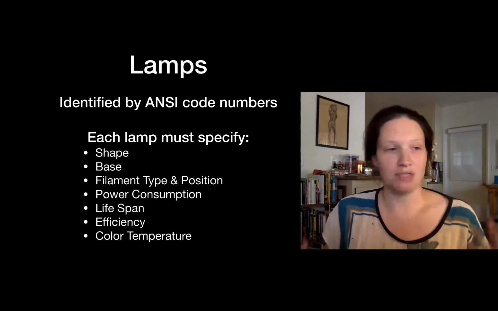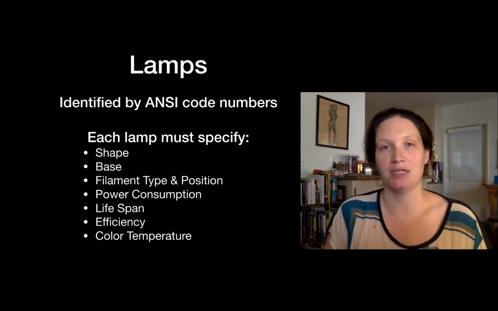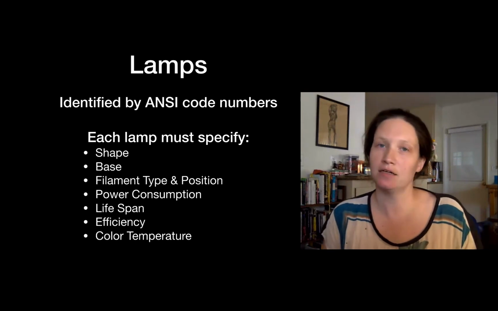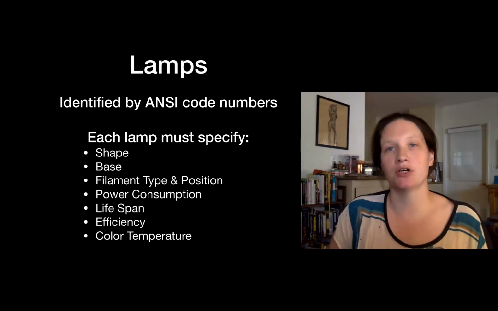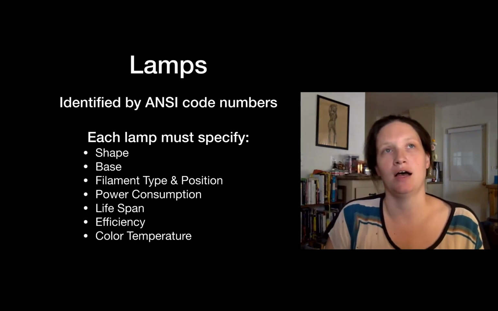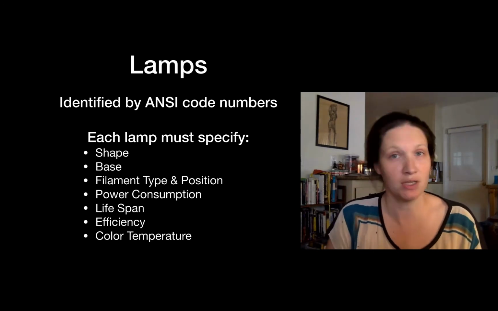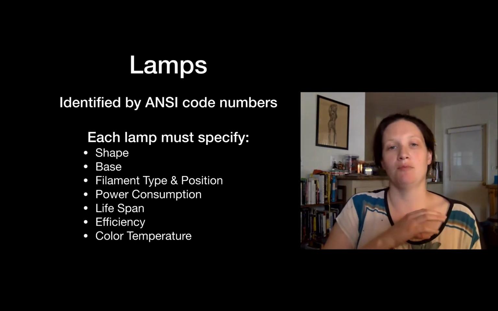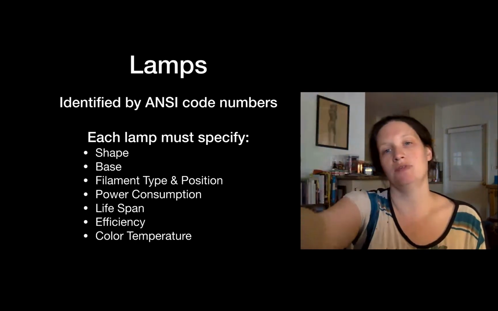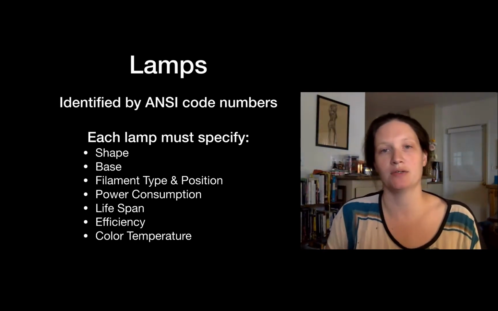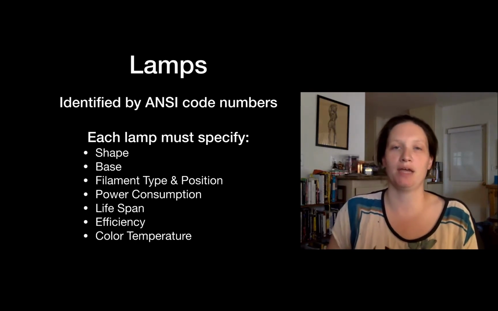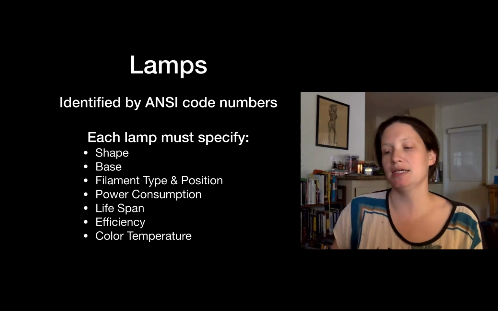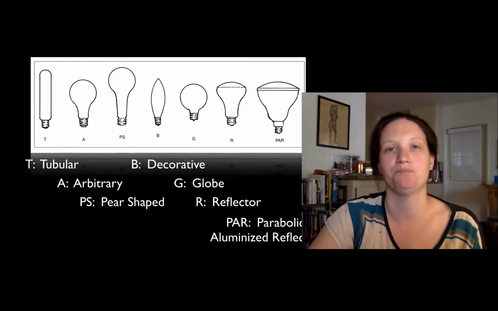So when we talk about lamps, every theatrical lamp is identified by an ANSI code number, okay, like HPL or FLK. That number doesn't have any particular abbreviation for anything. It's just a code, like a three-letter code, that is representing all of this data about the lamp, okay? So it's the shape, the base type, the filament type, power consumption, lifespan, efficiency, all of that kind of stuff is embedded in that code information.